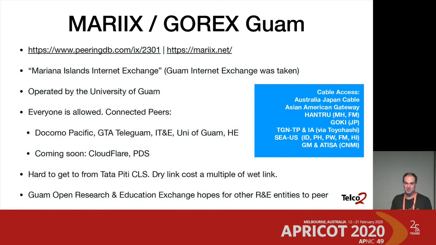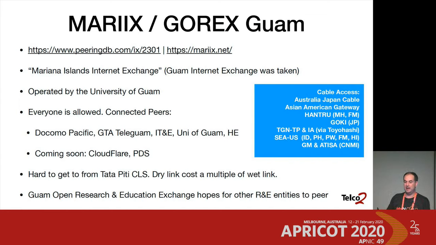And in fact, Docomo Pacific is owned by Docomo, but Docomo isn't peering in Guam yet, so whatever. And Docomo Pacific's transit is all westbound to the U.S. and eastbound to the U.S. and westbound to Hong Kong. It is hard to get from PETA Cable Landing Station to other cable landing stations and hard to get from there to the MARIX, but that is changing.